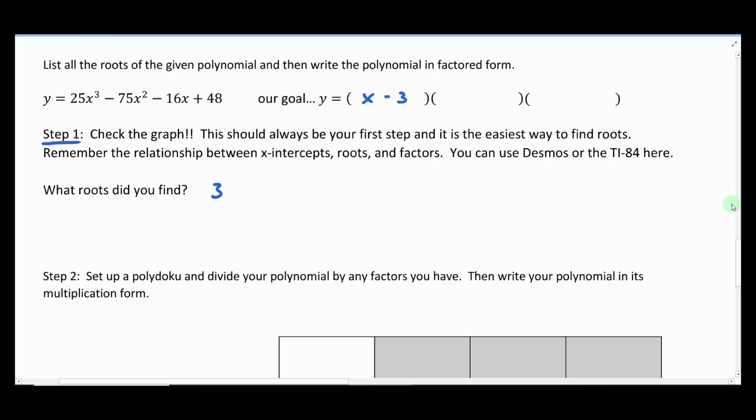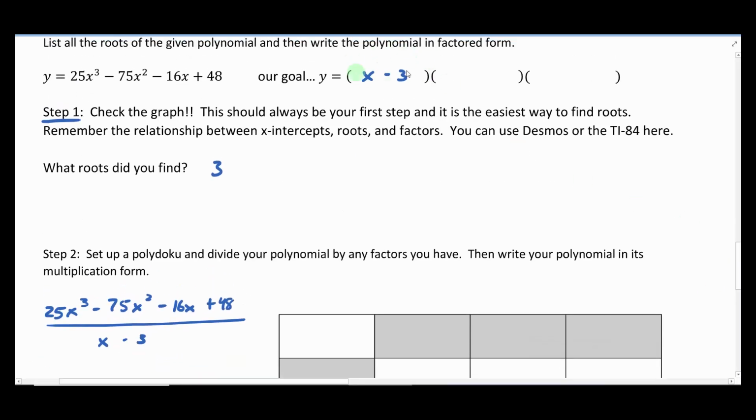All right, and I'm going to set up a Polydoku here. So we're taking 25x cubed minus 75x squared minus 16x plus 48 all over x minus 3, right? This is the division problem that we are doing. We're essentially dividing out this factor so that what's left is the thing that contains these two roots, all right?